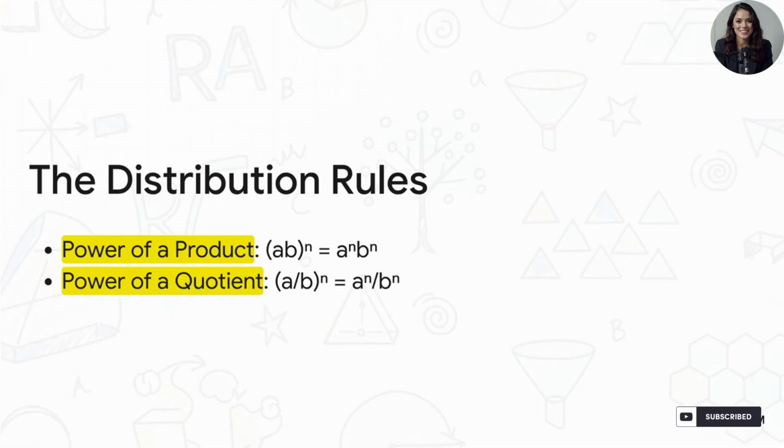Moving on to the distribution rules. These are pretty intuitive. If you've got a bunch of stuff inside parentheses all being raised to a power, that little exponent on the outside gets applied or distributed to every single piece inside. Works for multiplication, works for division.